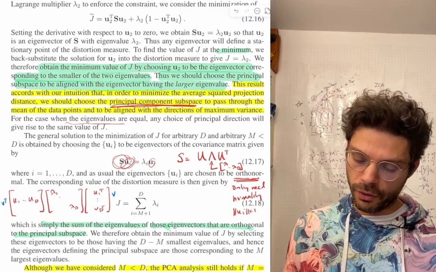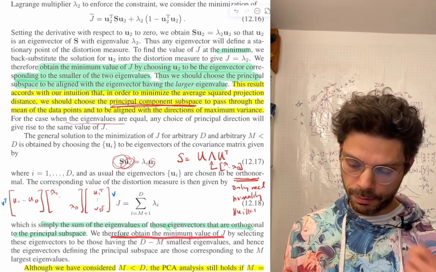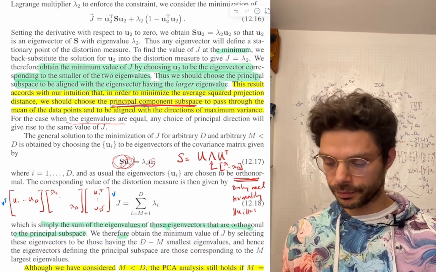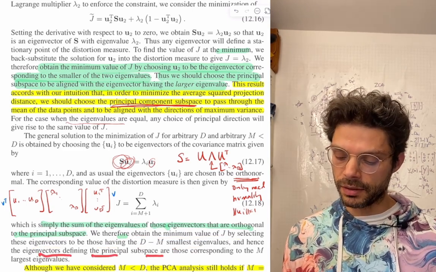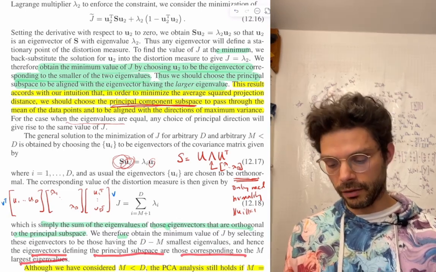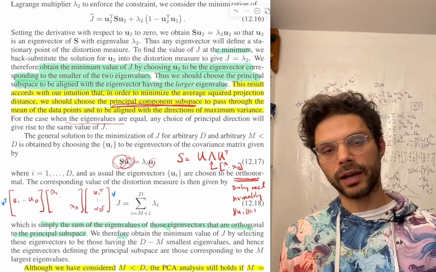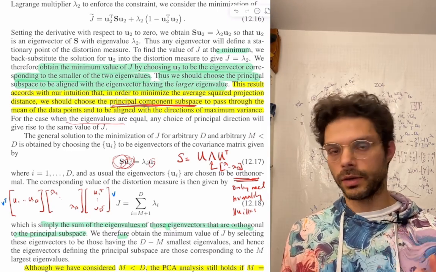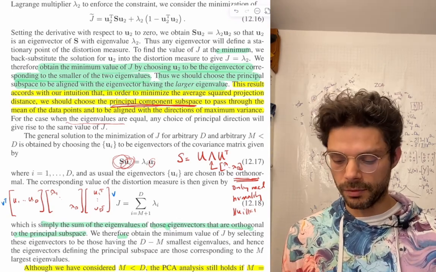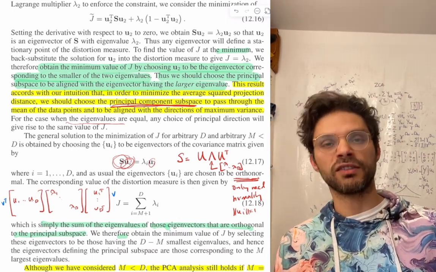That's right. And so we therefore obtain the minimum value of J by selecting these eigenvectors to be those having the d minus m smallest eigenvalues, and hence the eigenvectors defining the principal subspace are those corresponding to the m largest eigenvalues. Fine, right? So that's absolutely fine. You take your top eigenvectors, and those are the ones that define the principal space. Then you have the other ones that define the distortion space, basically. But again, any rotation of those within those spaces is also a solution.